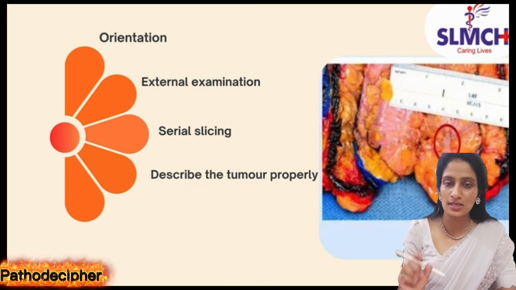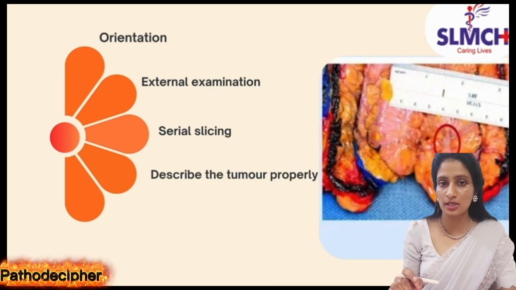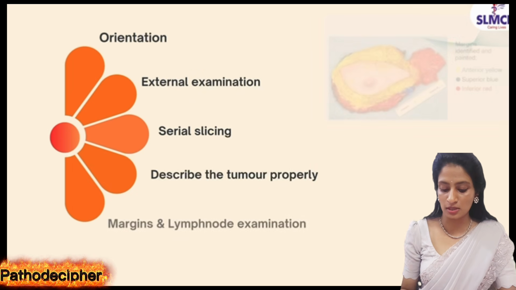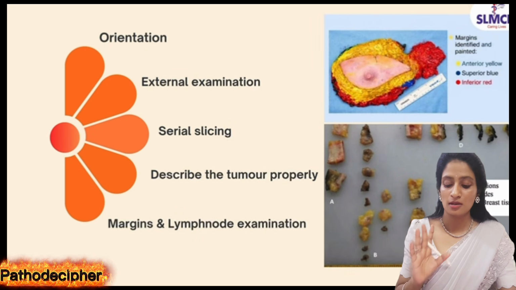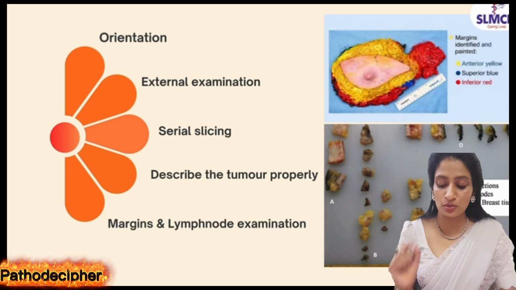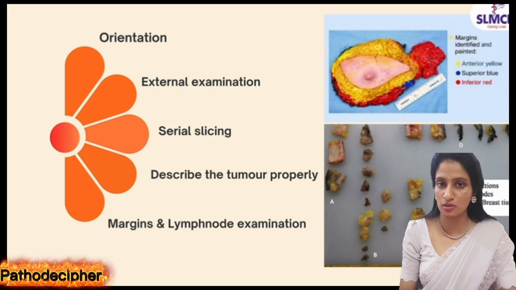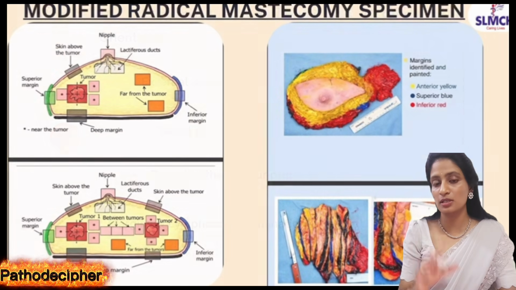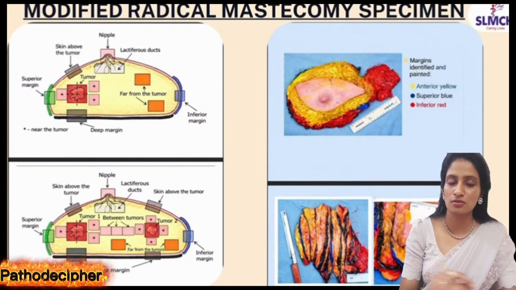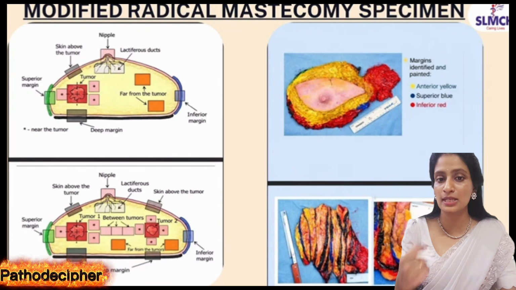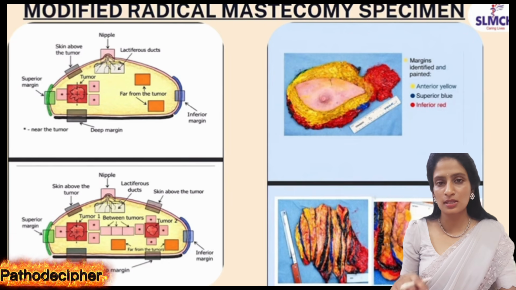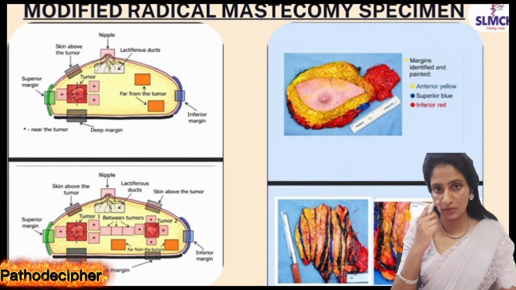Okay, so next one is describe the tumor properly. How much is the size, how big it is, and whether it has areas of necrosis or something else. You should mention all those things. Then the margins are essential because surgeons need them most, whether it is clear or not, we have to report it. And the lymph nodes, obviously you have to take axillary lymph nodes and also the other lymph nodes if submitted separately, like sentinel lymph node. So all these things should be grossed cautiously.